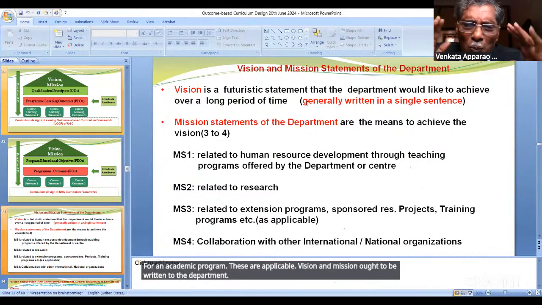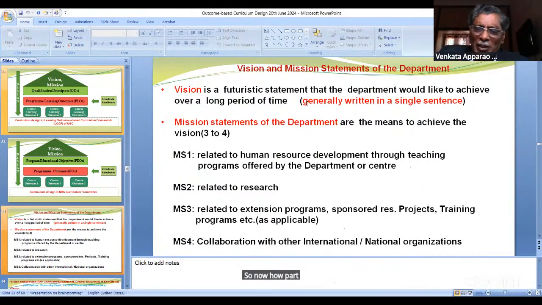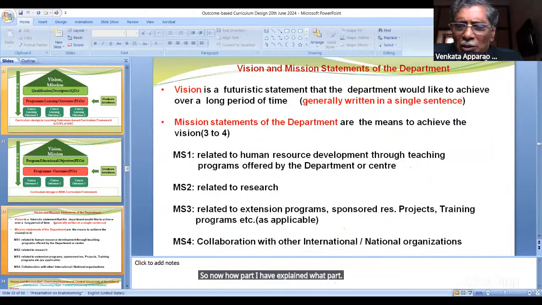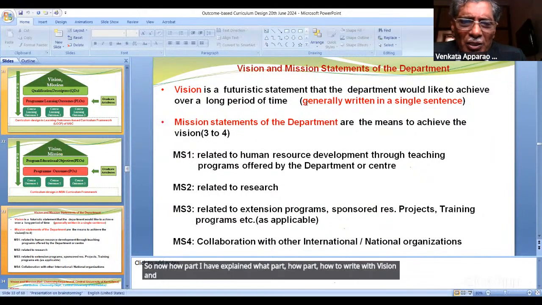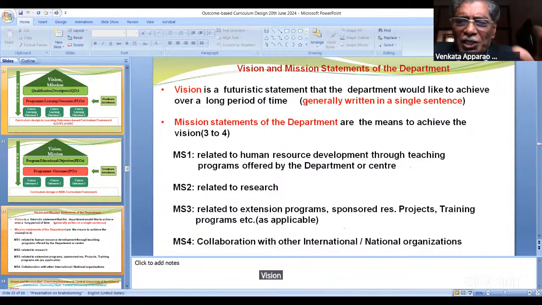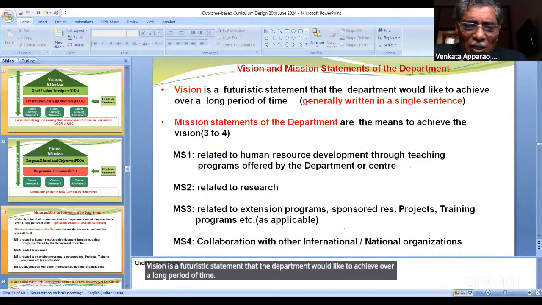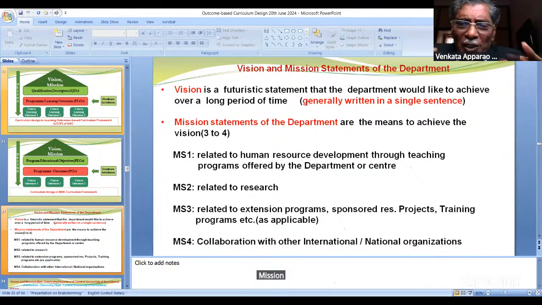So now the how part. I have explained the what part. How to write vision and mission statements? Vision is a futuristic statement that the department would like to achieve over a long period of time. Mission statements of the department are the means to achieve the vision.